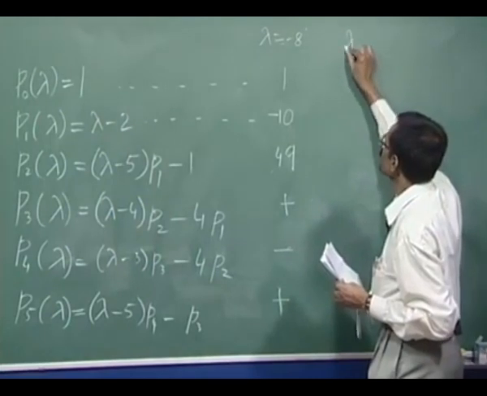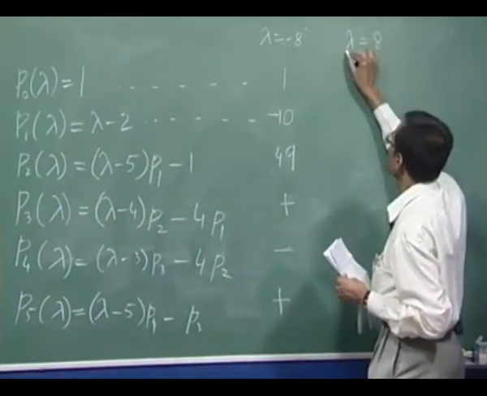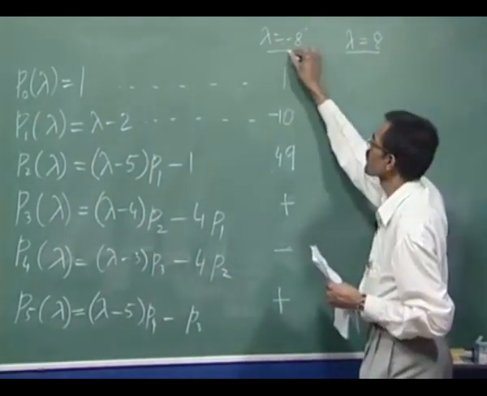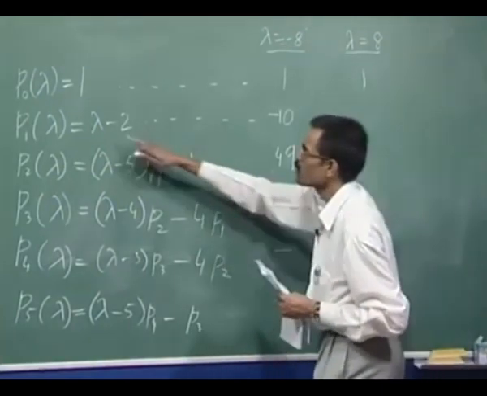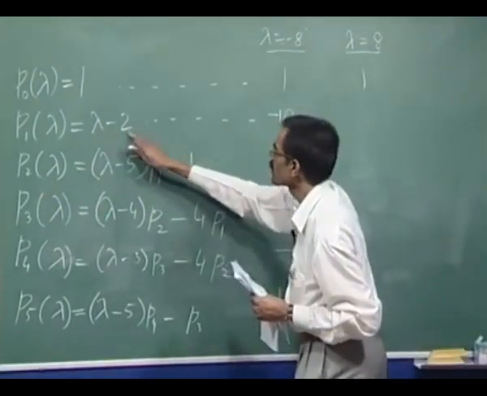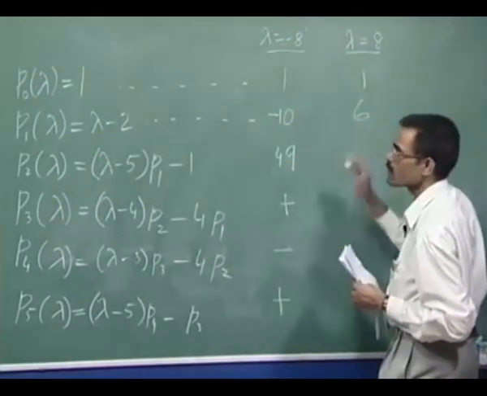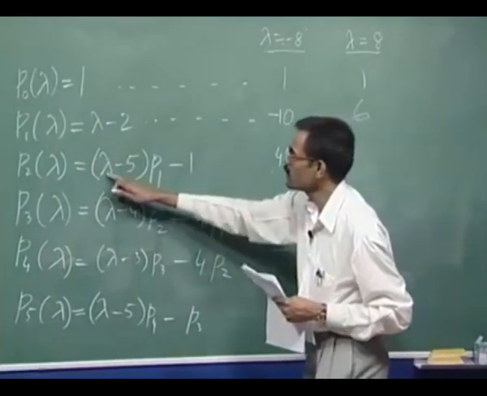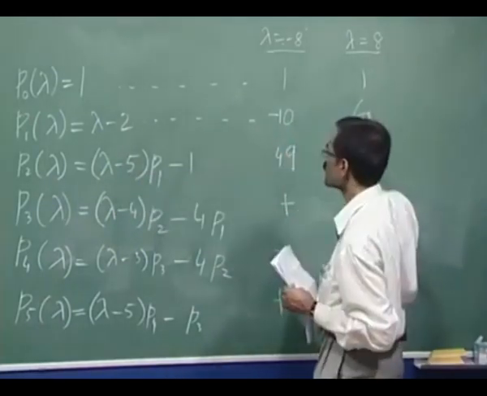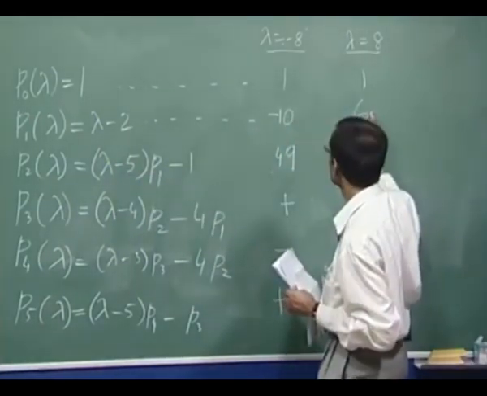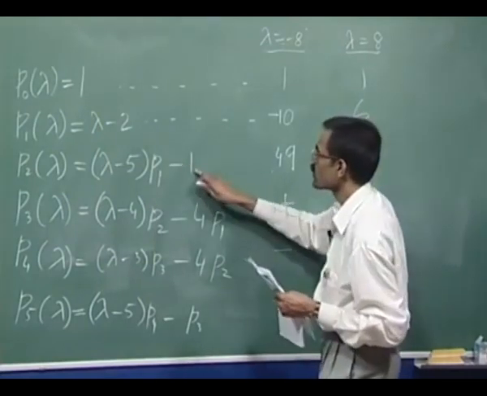Then you consider the case of lambda equal to 8. This is 1, and as you put 8 here, you will get 8 minus 2, that is 6, positive. Okay. Then you put 8 here, 3 into P1, that is 3 into 6, 18 minus 1. Okay.